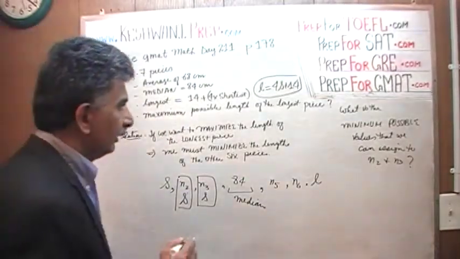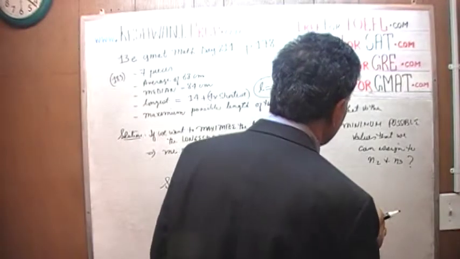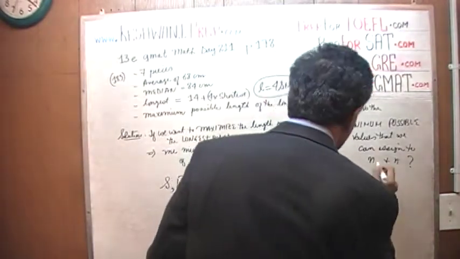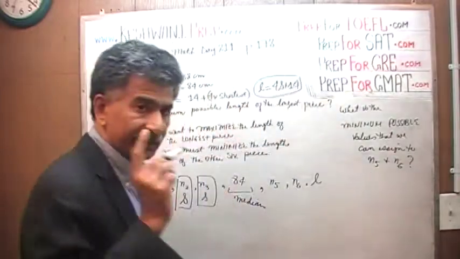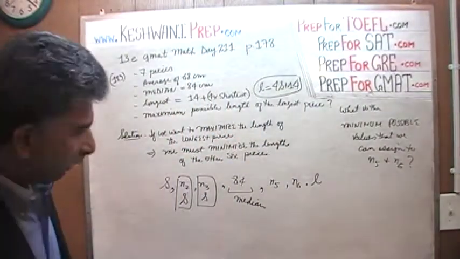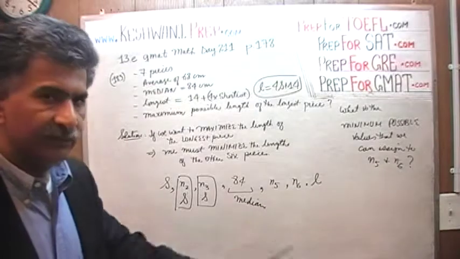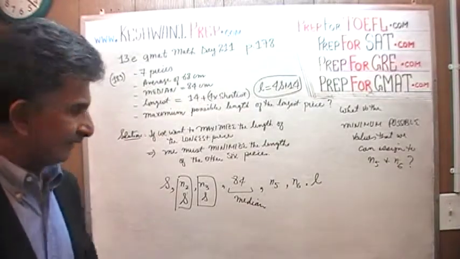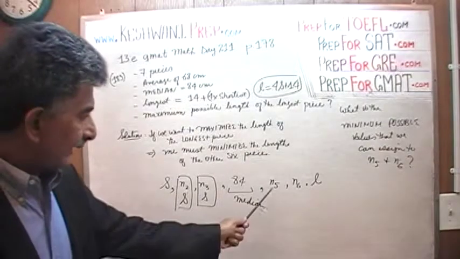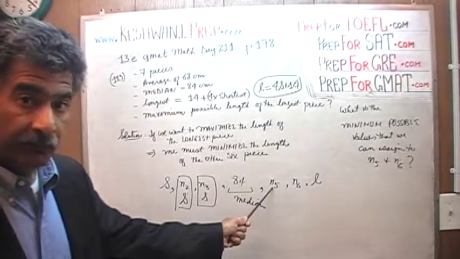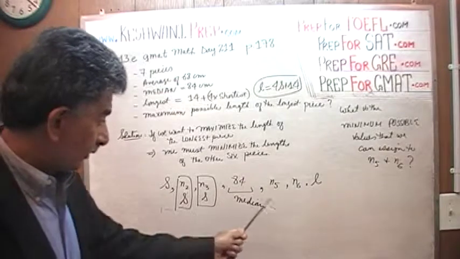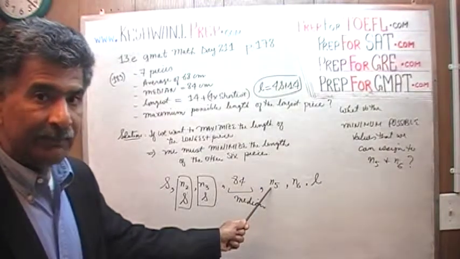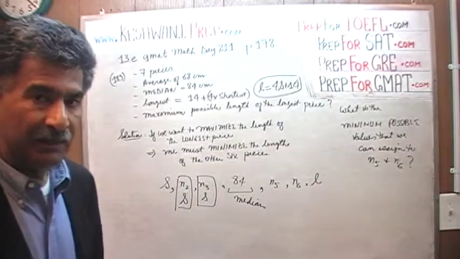Now the question is, what are the minimum possible values that we can assign to N5 and N6? Think logically. What is the smallest value that we can assign to N5 and N6? The same exact logic will apply in the second half of the story. Can this N5 be 83? Why not? Because they are arranged in order. This is the median. Can it be 83.9? Can it be 83.99?